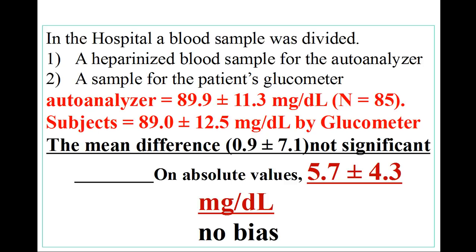The mean difference, 0.9±7.1, was not significant. No bias. On absolute values, the difference was 5.7±4.3 mg/dl.